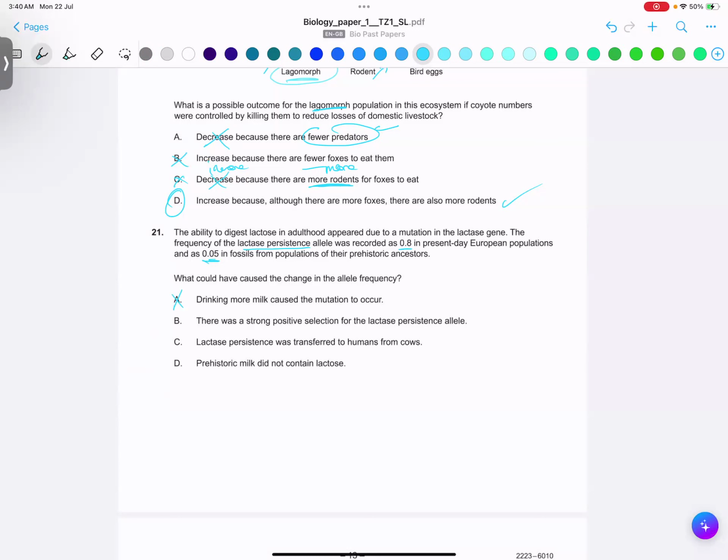There was a strong positive selection for lactase persistence allele. Yes. Lactase persistence allele was transferred to humans from cows. That's actually very false. This is not biologically possible. Prehistoric milk did not contain lactose. No. So the only two that were confusing are A and B. Like, drinking more milk caused the mutation to occur. That's not technically true, but there was a strong positive selection. So B is our answer.